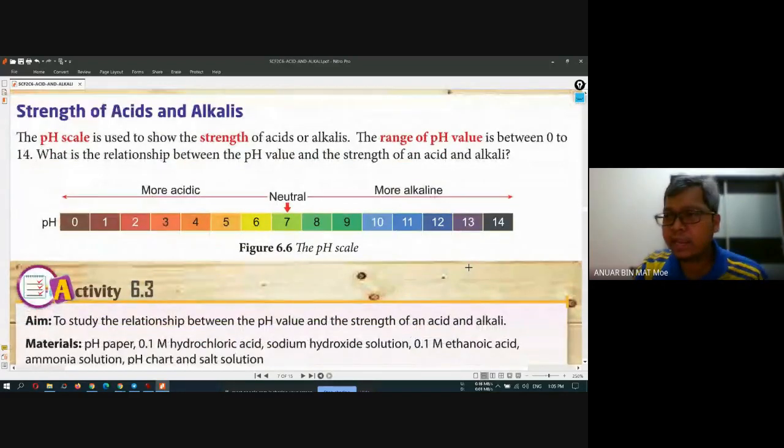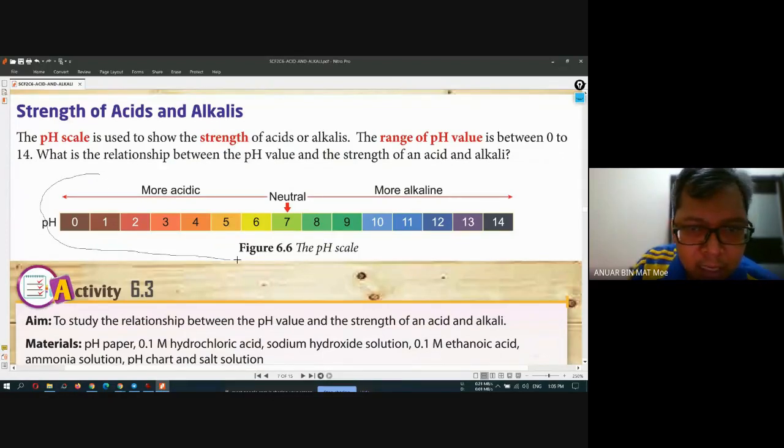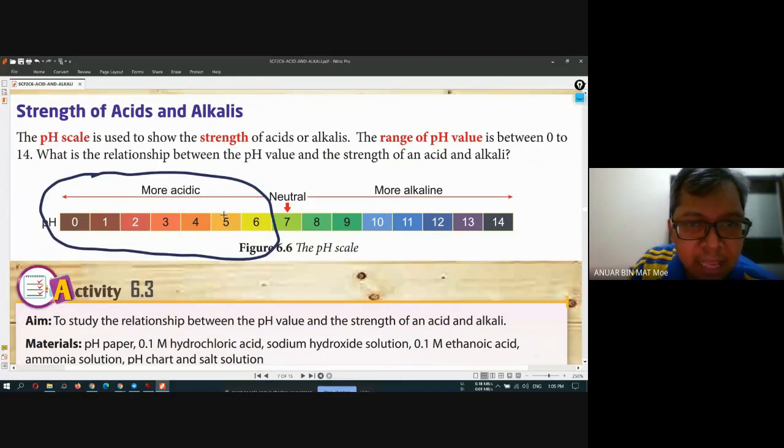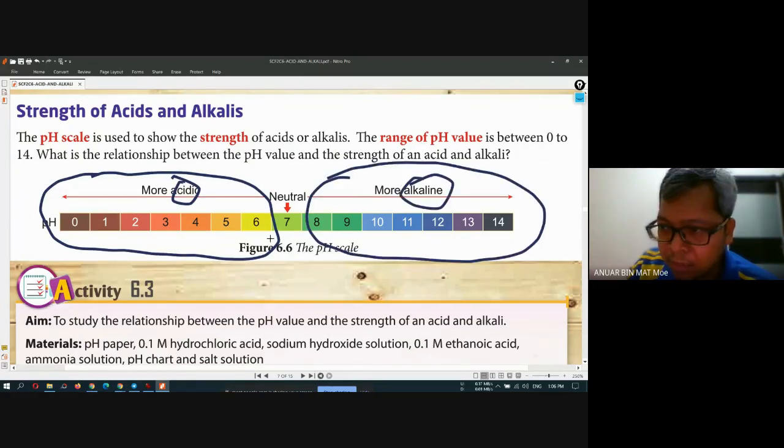Okay, this is the strength of acid. Just remember, pH less than 7 is acidic, and more than 7 we call alkaline. If you look at the acidic part, between pH 1 and pH 5, which one is stronger? The strength of the acid is more 1 or 5? 1. 1 is more strong.